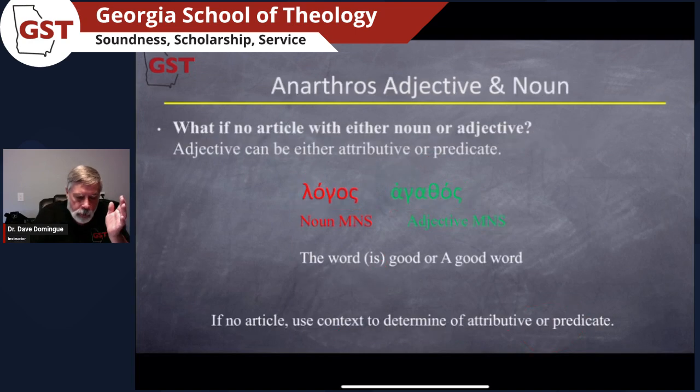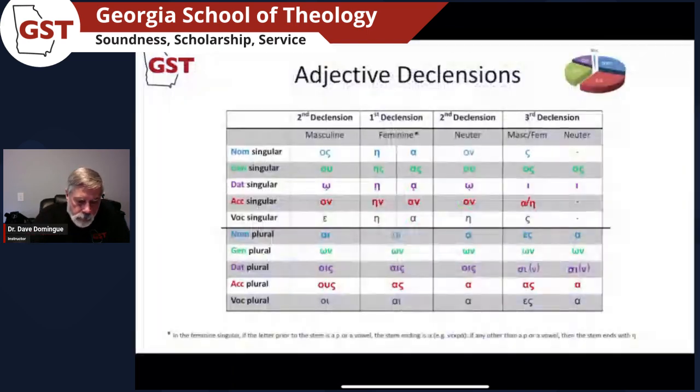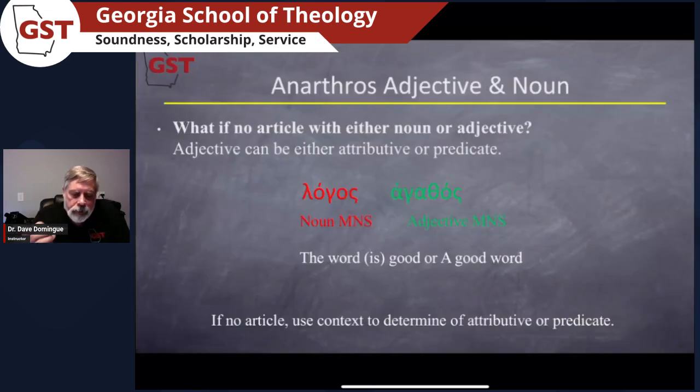Let's talk a little bit about the article itself because it becomes an important key to help recognizing it. So if there is no article with either one, now I don't know if my slides pull this out. Well, let me go through these slides and I'll go back to a couple things in the book just to make sure. I think this is on page 83, number 9.11. Anarthrous means the article is not present. Articular, the article is present.